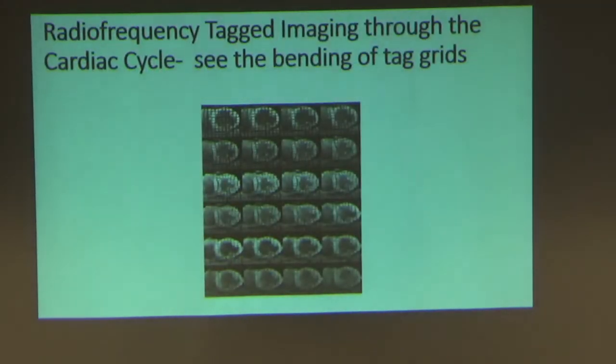And so this is an example here, starting from the top left and going across and coming down, you can see that the size of the heart cavity is changing, and then the tag grids, if you look carefully, you can see them bending as you progress through the cardiac cycle.